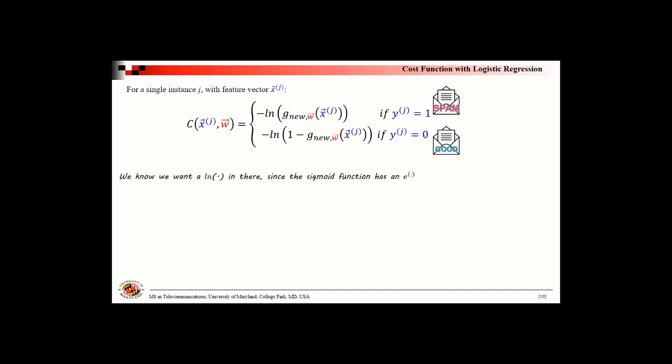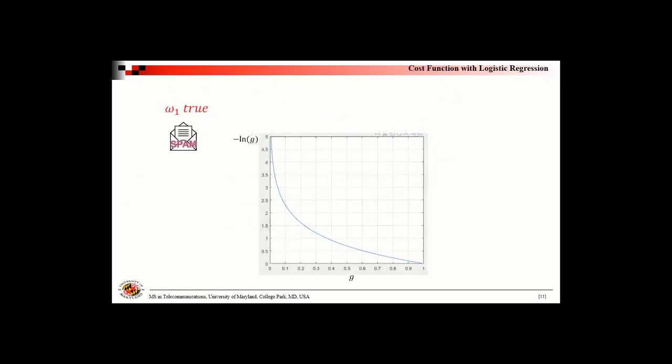We know that we want the natural log in there since the sigmoid function has an exponential function inside of it, so that's a good thing. We also want to make sure that the cost function is small when our estimate is correct and big when the estimate is wrong. Let's see if our cost function complies with our requirement.